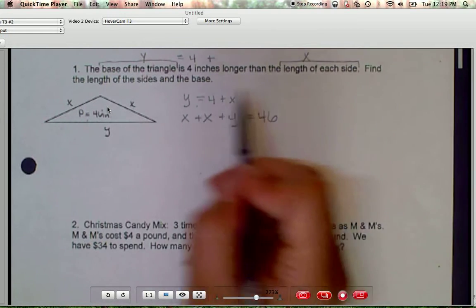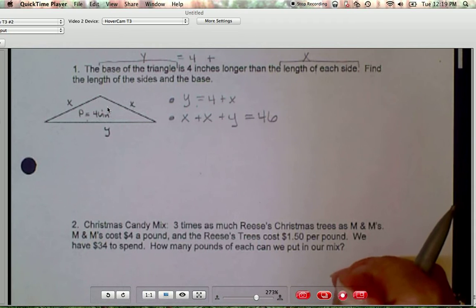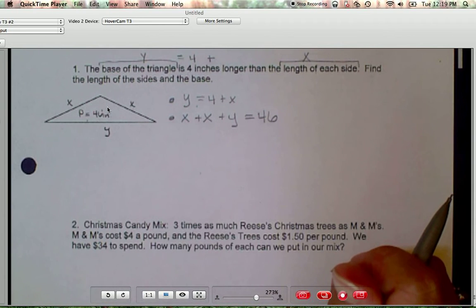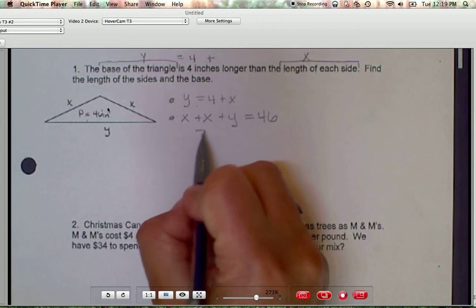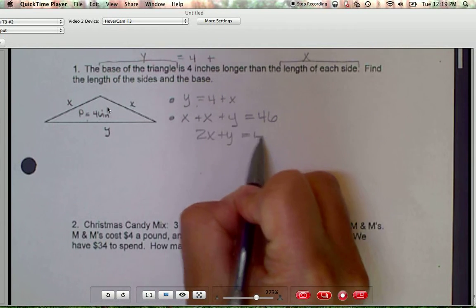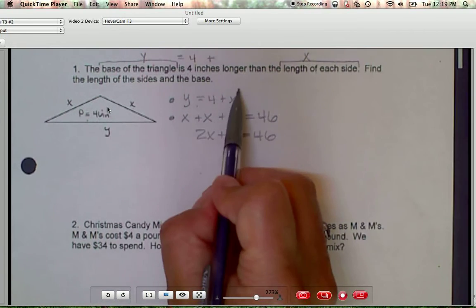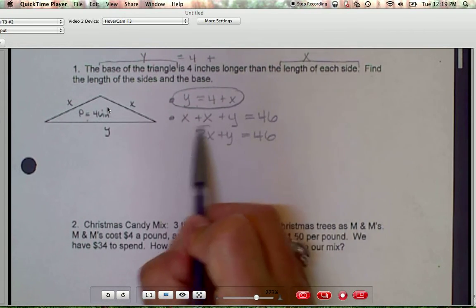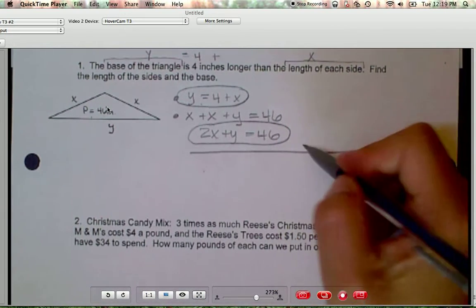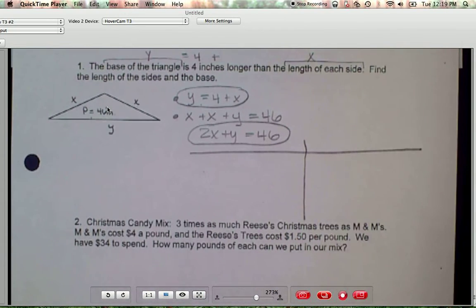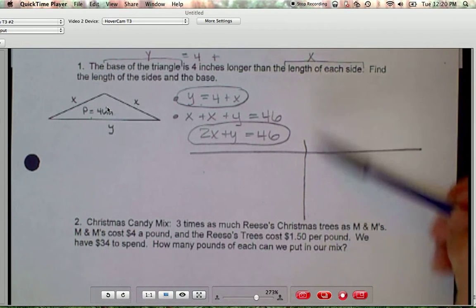So now we have two equations. Equation 1, equation 2, and we're going to use substitution method to solve for this. You want to simplify this one to 2x plus y equals 46, and that will make it a little easier for you. So here are your two equations, y equals 4 plus x, and 2x plus y equals 46, and you can go ahead and make your table and do substitution method for that one. So you can finish that one on your own.